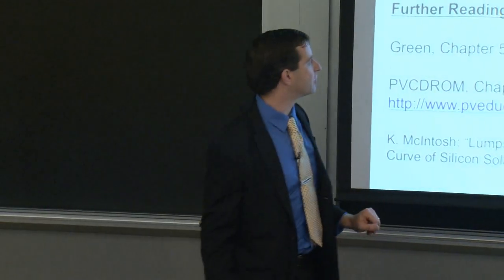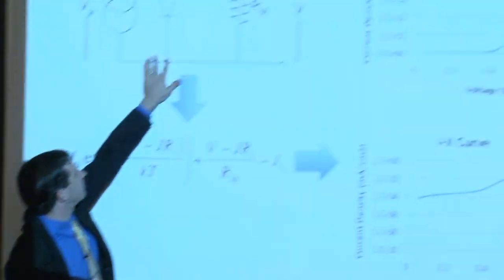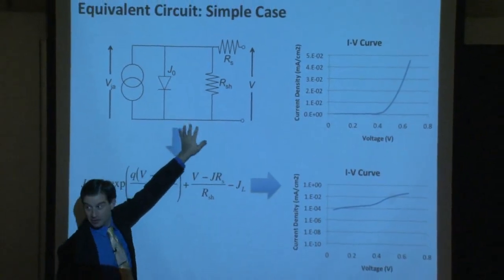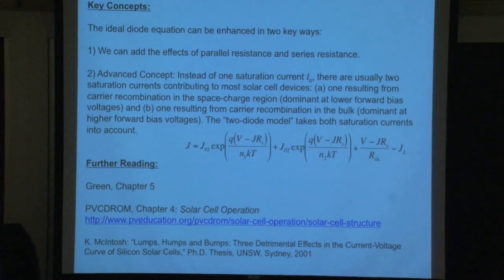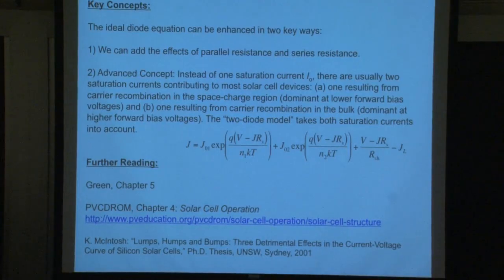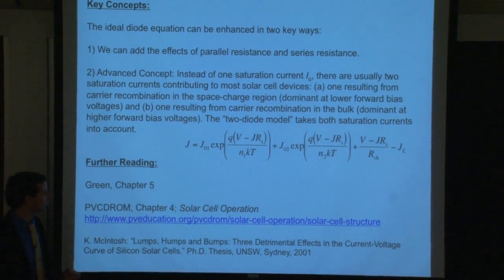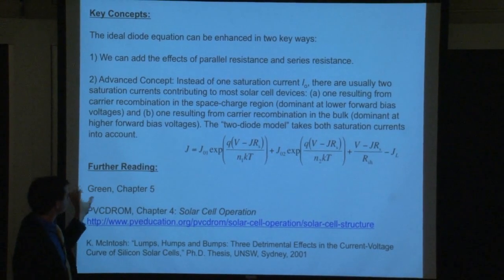The two-diode model for a solar cell would look very much like this, except you'd have two diodes, one right next to the other. One that would affect you at low bias conditions, another one at large bias conditions. You might see this in your research. It's really an advanced concept, more targeted toward the graduate students here.